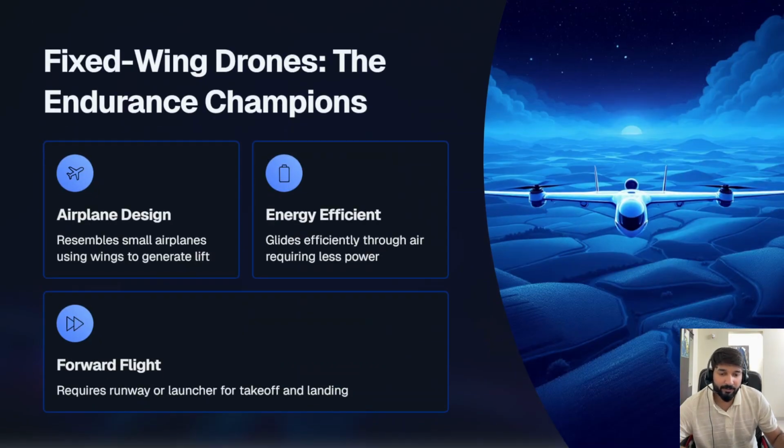Now let's look at fixed wing drones. Fixed wing drones resemble small airplanes rather than quadcopters. Instead of multiple rotors, they use wings to generate lift, allowing them to glide efficiently through the air.